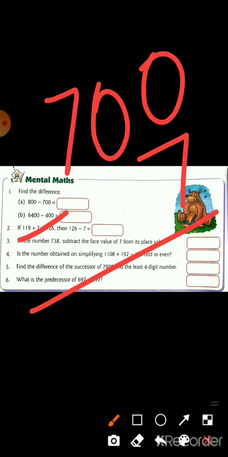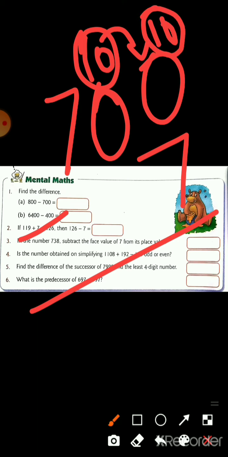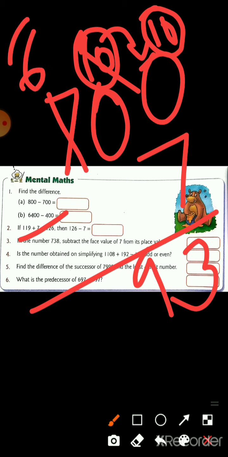We can't subtract 0 minus 7, so we have to borrow from the tens place. In the tens place also there is 0. So first we have to borrow from the hundreds place to the tens place, so here 10. From here again we have to borrow, so here also 10. 10 minus 7 is 3. Here 9. This is 6, because you have already borrowed 100. So it becomes 693.